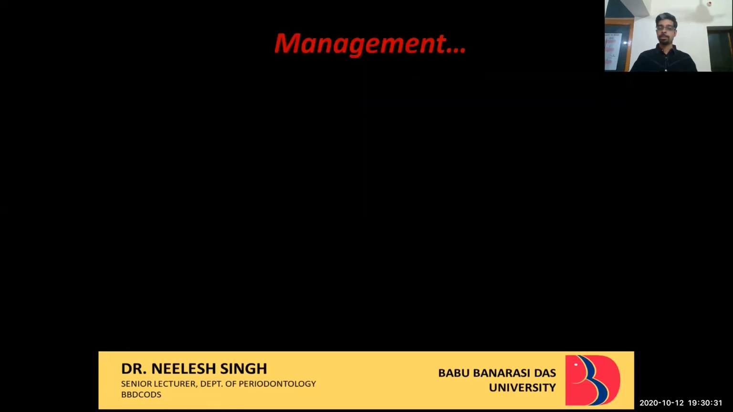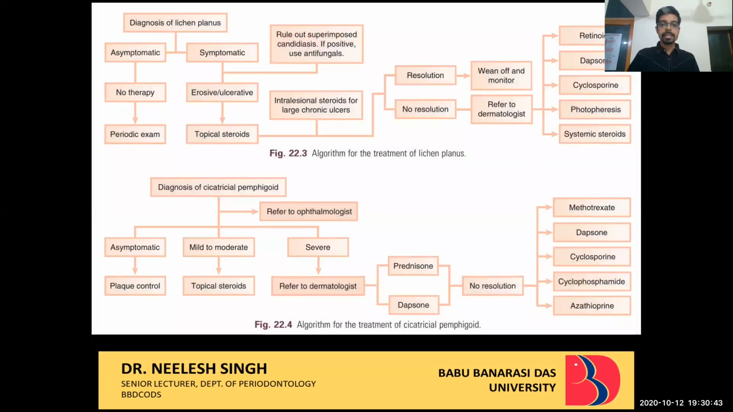Then we come on to the management. In the management part, we will only consider these three lesions which we have already read in the diagnostic part. First is lichen planus. We will get a diagnosis of lichen planus by all those things. Now, if it is asymptomatic, then no therapy is needed, and periodic examination is done with the patient's consent. And if the diagnosis reveals that it is symptomatic, then we have to first find out whether candidiasis is present on top of the lichen planus or not. If it is positive, we should give antifungals to the patient.